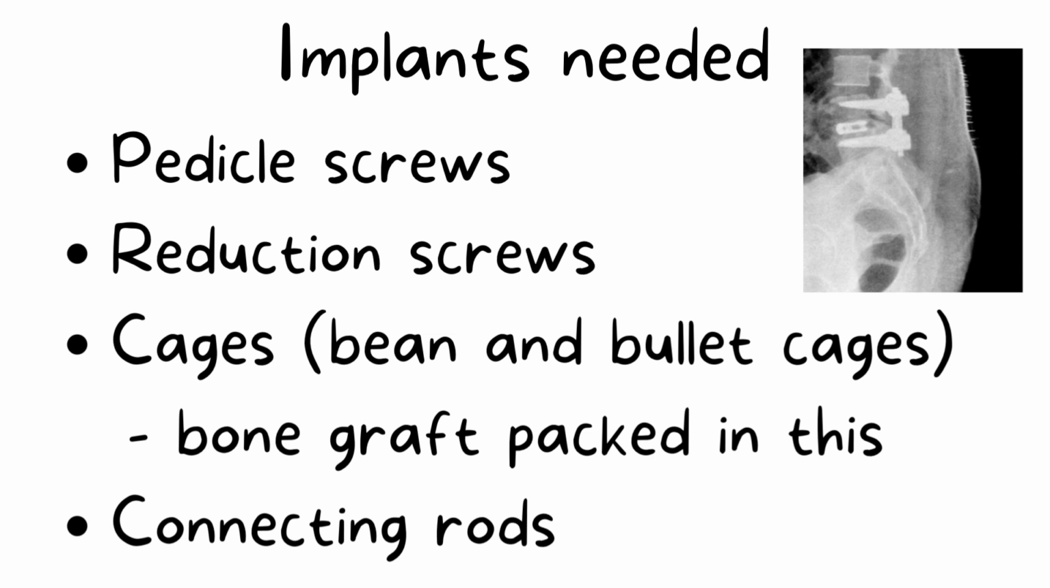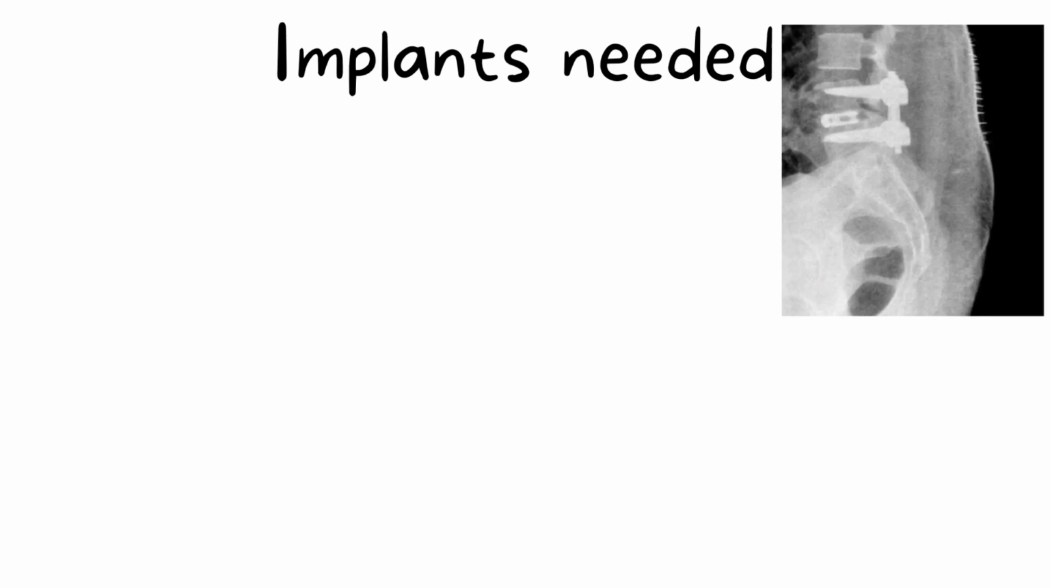The implants used in the surgery are pedicle screws, reduction screws, and cages such as bean and bullet cages, in which we pack the bone graft to facilitate the fusion between the two unstable vertebral bodies. The screws are connected using connecting rods.